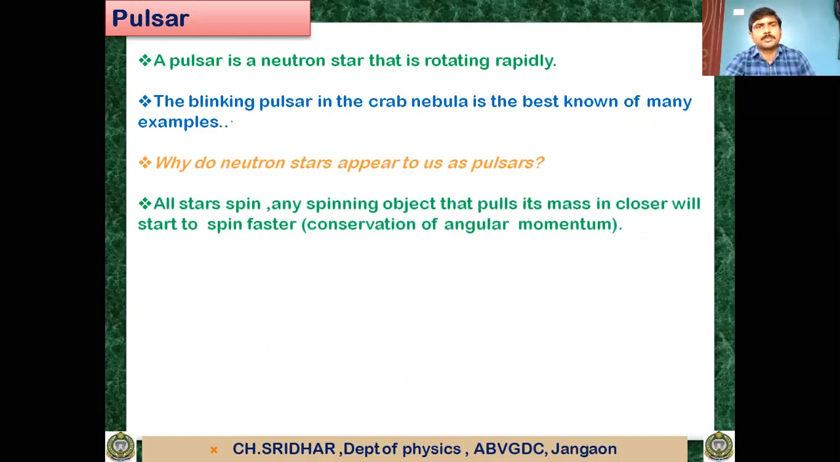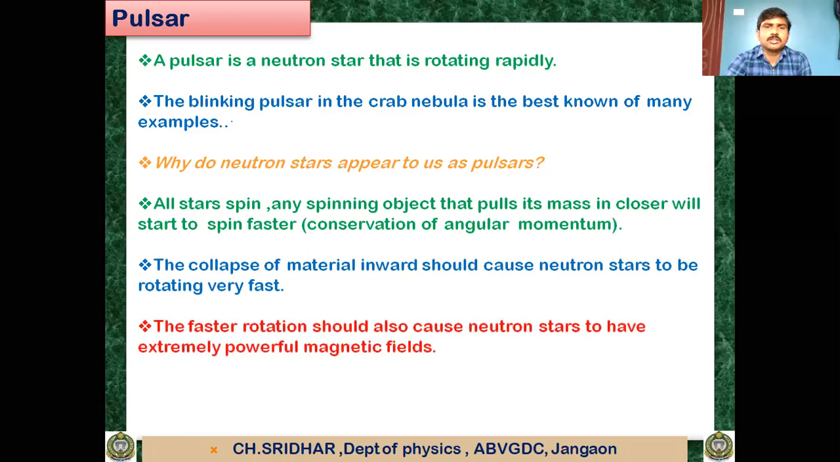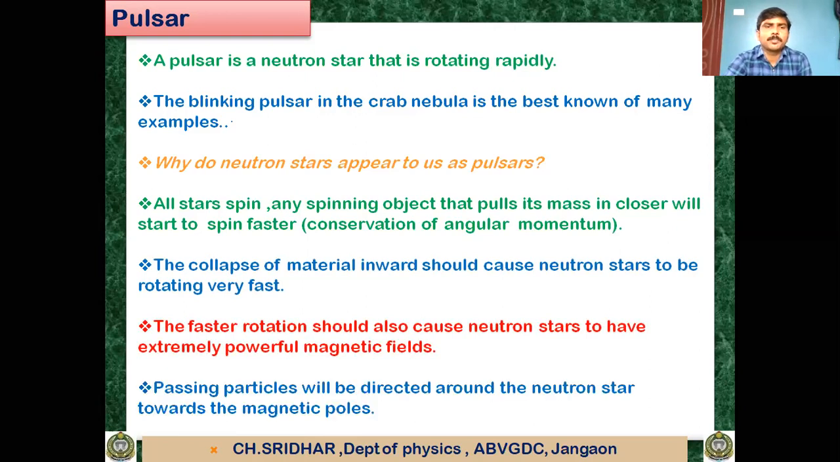So all stars spin, and any spinning object that pulls its mass in closer will start to spin faster. So conservation of angular momentum. The collapse of material inward should cause the neutron star to be rotating very fast. The faster rotation should also cause neutron stars to have extremely powerful magnetic fields. The passing particles will be directed around the neutron star towards the magnetic poles.